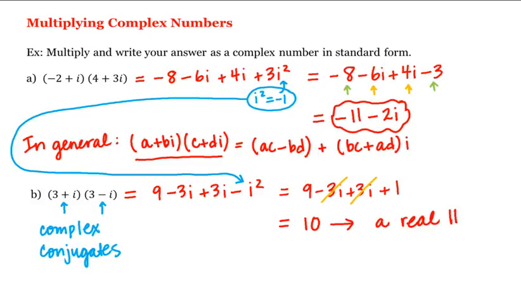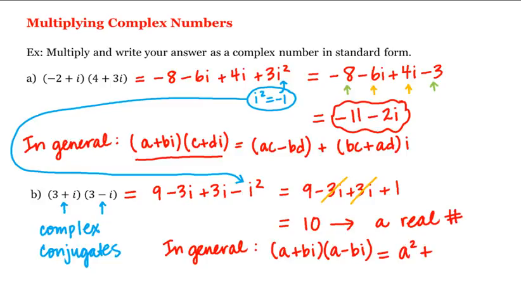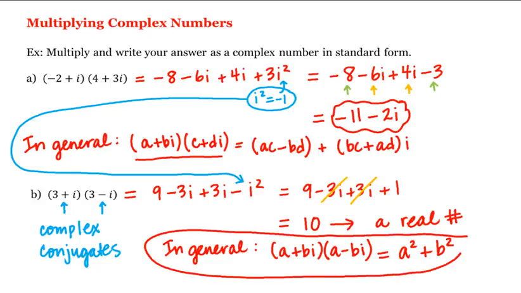And that's always the case, that when we multiply a complex number by its conjugate, our answer will always be a real number. In fact, in general, a plus bi times its conjugate, a minus bi, will always equal a squared plus b squared, which is a real number. And this fact comes in very handy when we divide complex numbers.